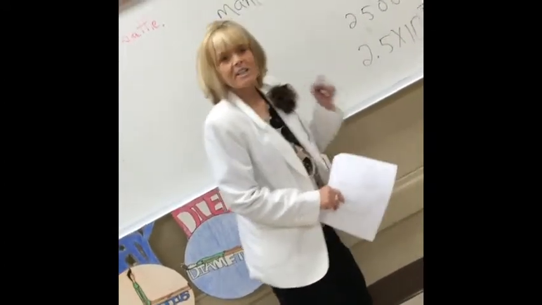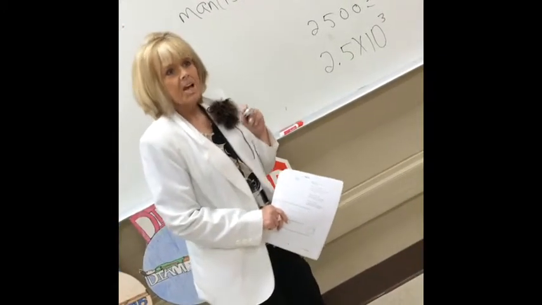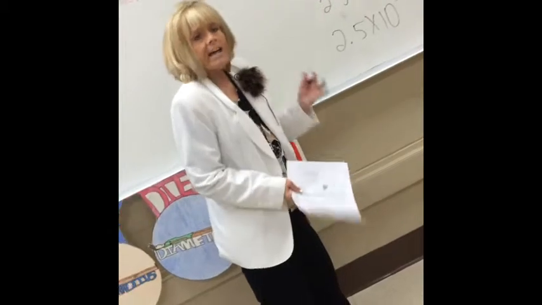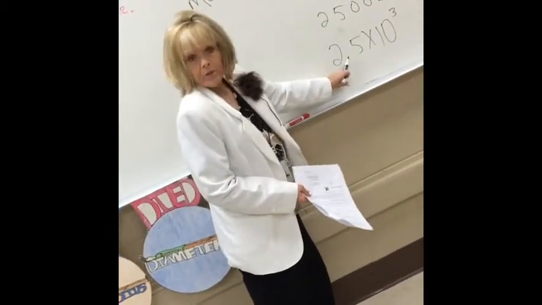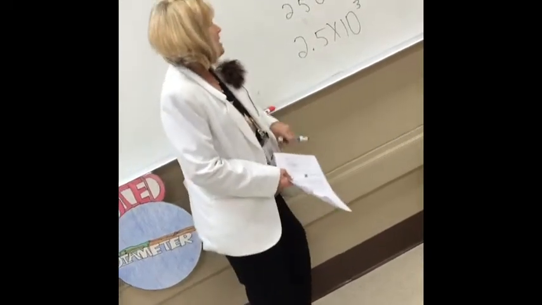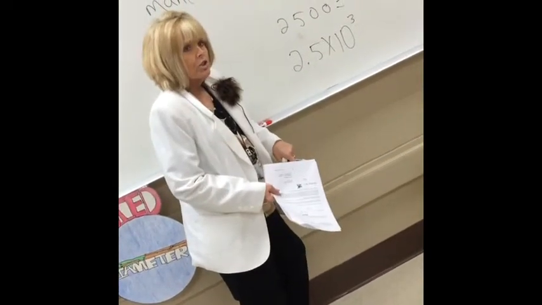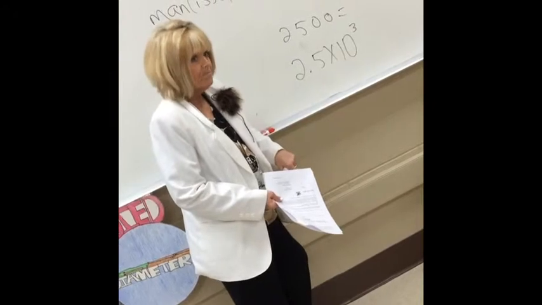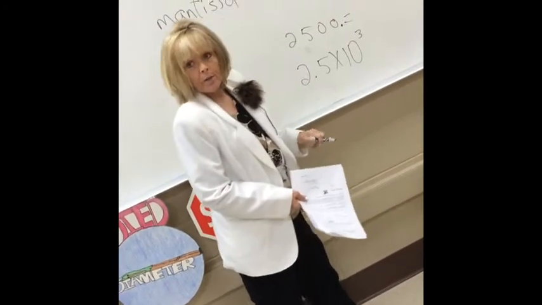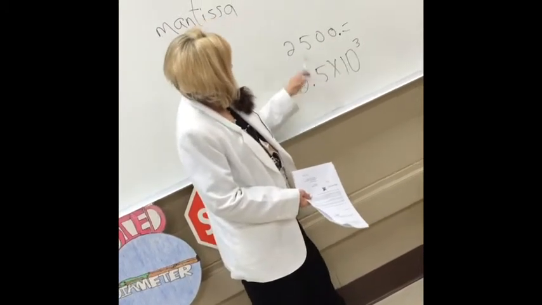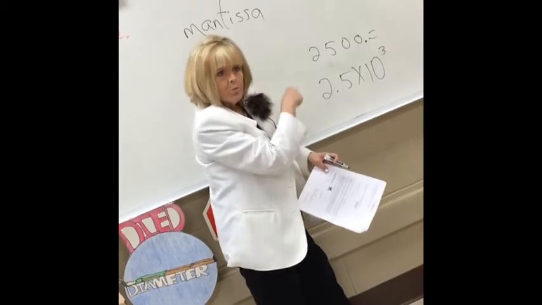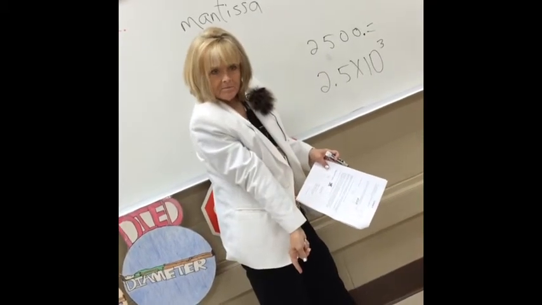The mantissa has to be a number between 1 and 10. 2.5, 3.8, 6.7. It has to have a digit and a point after it. So that's the mantissa. And the times 10, that's always going to be times 10 for scientific notation. In 2,500, there was no point. It's understood to be there. I moved it to here. How many places did I move it? 3. So it's 2.5 times 10 to the 3.